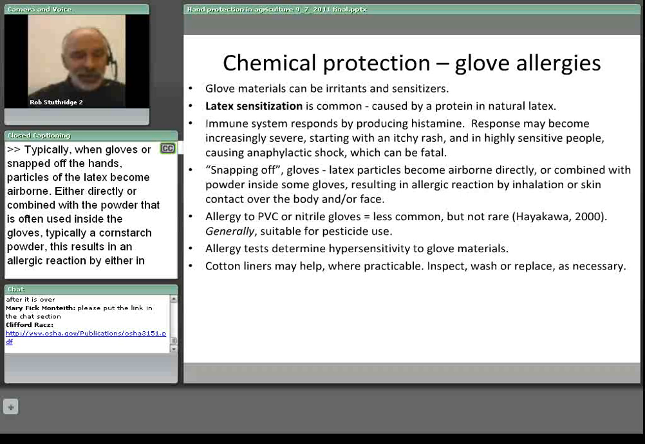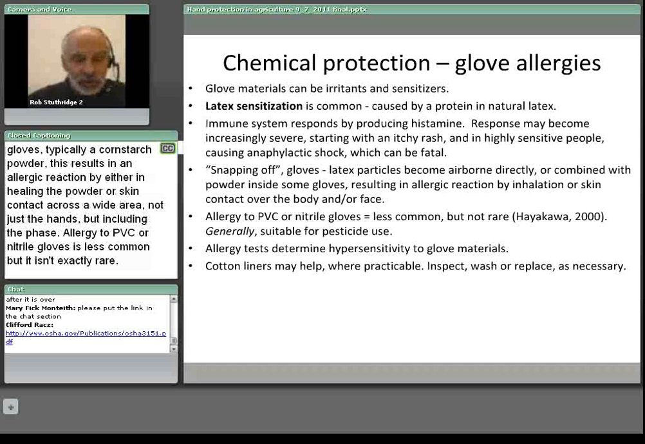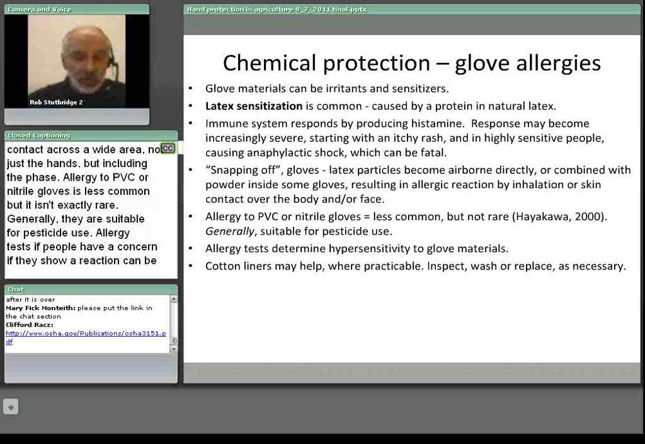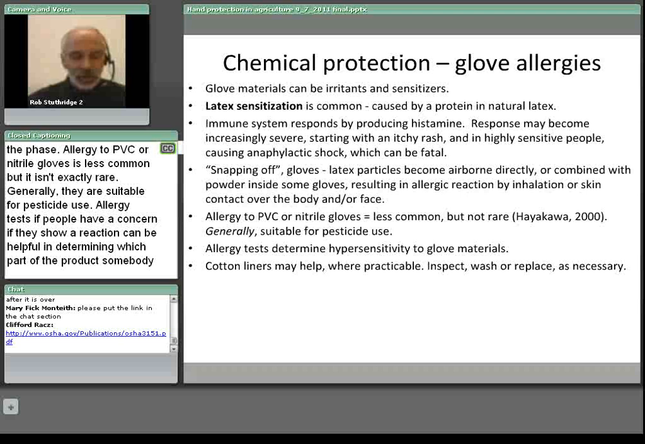Generally, they are suitable for pesticide use, and allergy tests, if people have a concern, if they show a reaction, can be helpful in determining which part of the product somebody has an allergy to. But like any glove component, they also need to be inspected for damage, they need to be washed, and they need to be replaced if you're using any kind of liner to protect you from those materials.